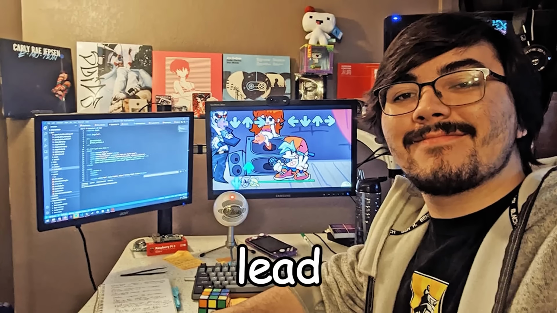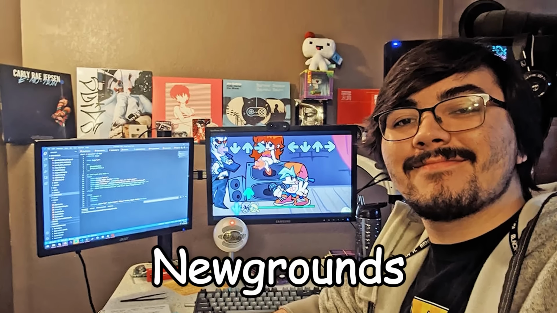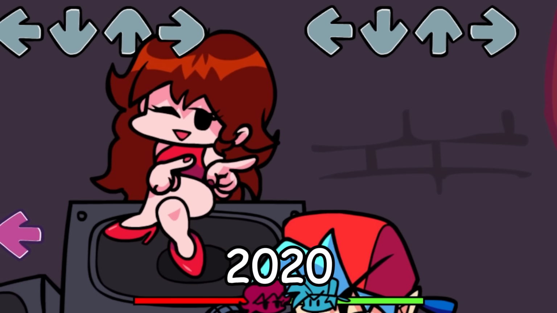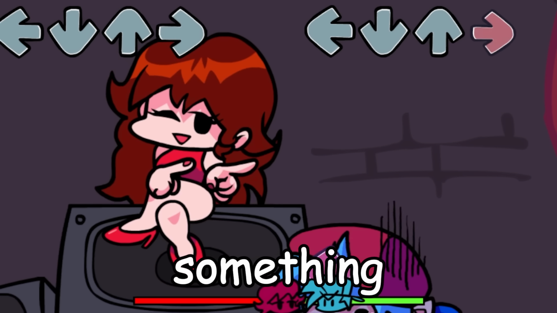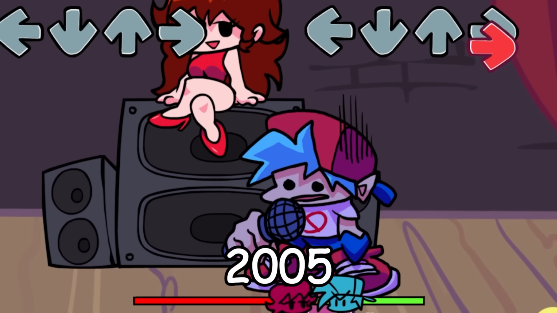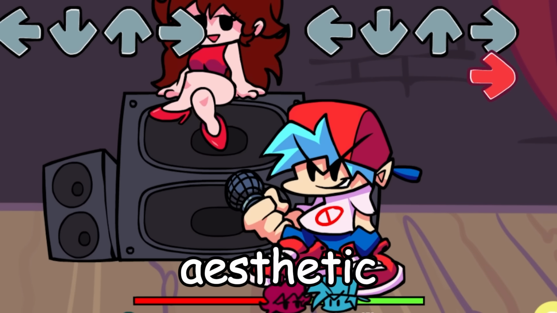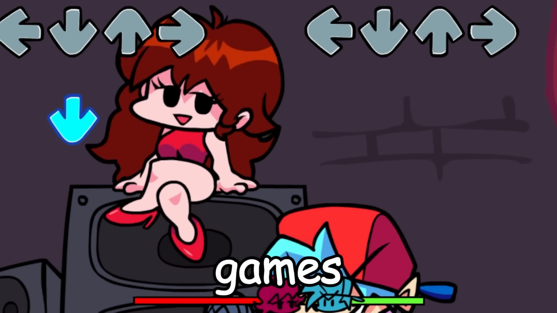Ninja Muffin 99, lead developer of Friday Night Funkin', came from Newgrounds. Friday Night Funkin' in 2020 deliberately looked and felt like something from the Newgrounds era of 2005, built as an act of tribute to that aesthetic. It became one of the most played rhythm games of its generation.